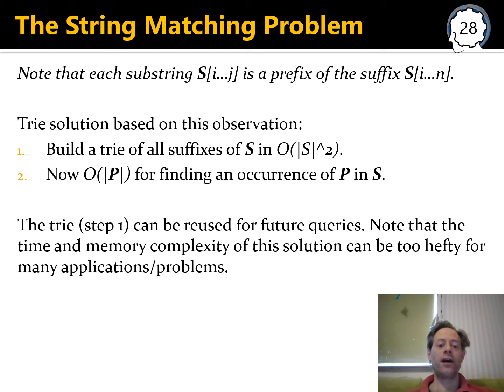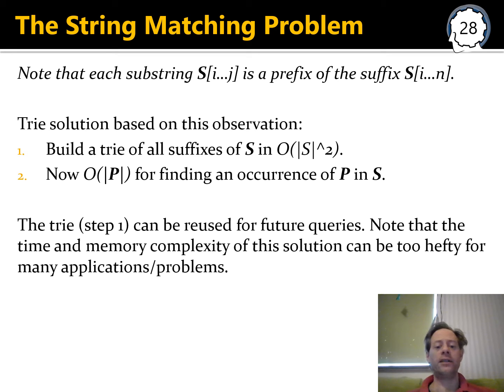So we build a trie of all suffixes of the string. We basically take all the endings of the original string and build a trie based on that. And this will take the order of the length of the string squared. Then to find all the occurrences of P, we just look in the trie and match the prefix. So this is linear in the length of the pattern.